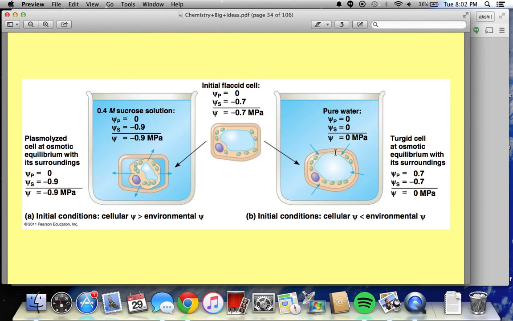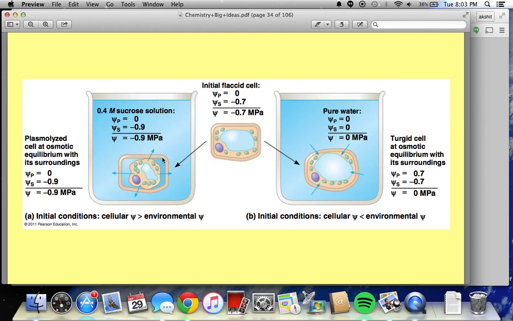When put into pure water, because pure water has a water potential of 0, water flows from high to low water potential, so it flows into the cell. As the cell fills up and the cell wall is stretched, it starts pushing back, and the turgor pressure is going to equal the solute potential. Since 0.7 minus 0.7 is equal to 0, the total water potential is 0, which means water is going to stop moving in and out.